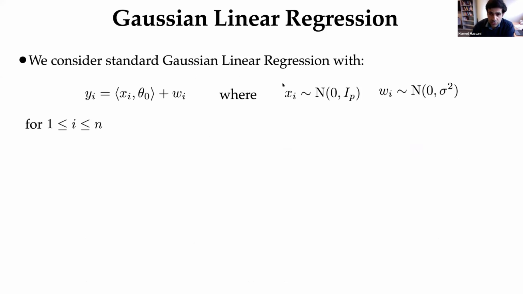Here we assume that the feature vectors, x's, come from a Gaussian distribution. Very simple. And the label y is given by the inner product of the feature vector x times a ground truth vector theta 0, plus some additional noise w.